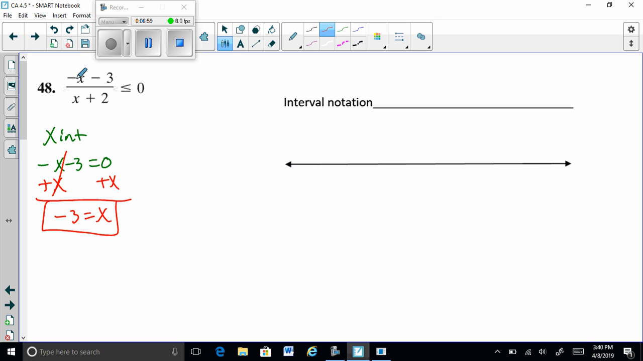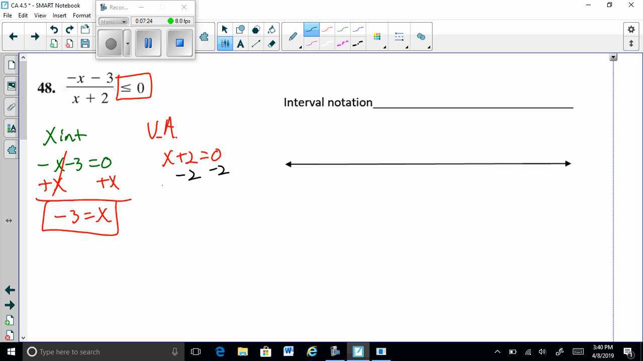So if I plug that in, it causes it to equal 0, and the condition is that we're looking for values that are less than or equal to 0. So -3 will actually be part of my solution set. Okay, now for the vertical asymptote, we take the denominator and set that equal to 0. So we'll subtract 2 on both sides. So x equals -2. Now it's impossible for that to be part of my solution set.